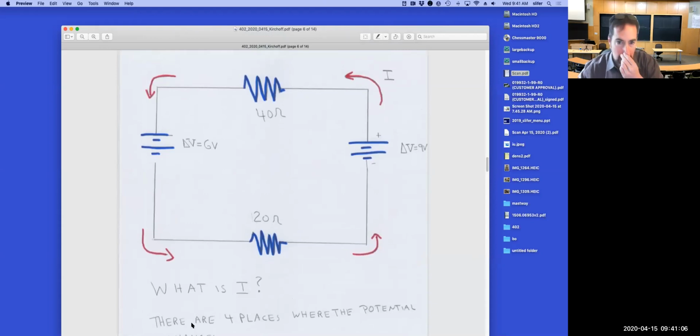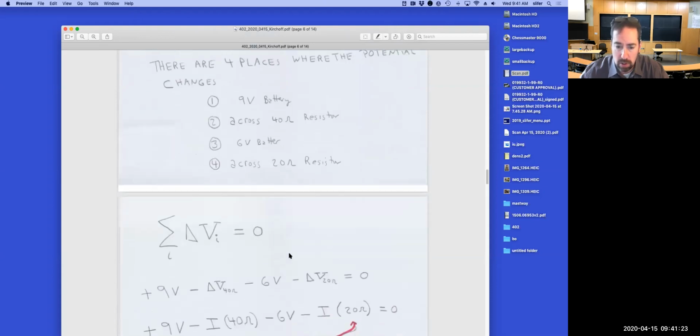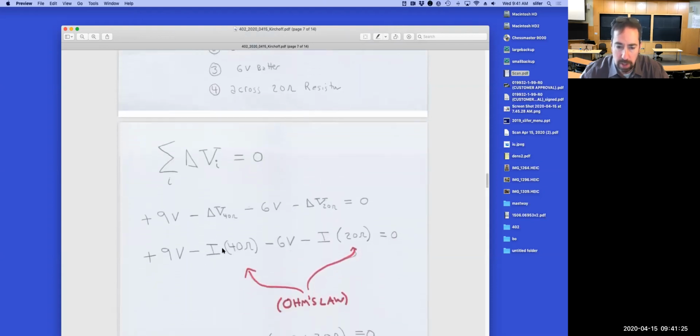So let me see. What we have here is the potential drop across this guy and the potential drop across this guy is just given by Ohm's law. So we have delta V, the potential across these guys, is equal to the current times the resistance. That's what I'm doing right here, applying Ohm's law to get a little more information about this delta V across the 40 ohm resistor and this delta V across the 20 ohm resistor. It's just the current times the resistance, the current times the resistance.